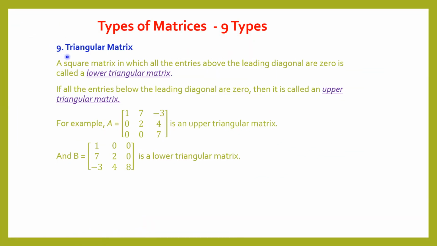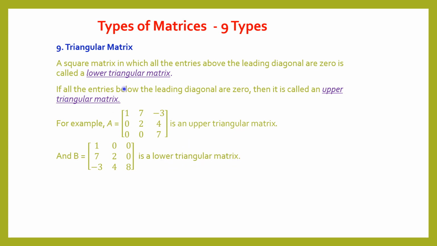The last one is triangular matrix. Triangular matrix is classified into two types. One is lower triangular matrix, another one is upper triangular matrix. A square matrix in which all the entries above the leading diagonal are 0 is called a lower triangular matrix. See this matrix B. This is the leading diagonal elements. The elements above this leading diagonal are 0. Then it is called the lower triangular matrix.